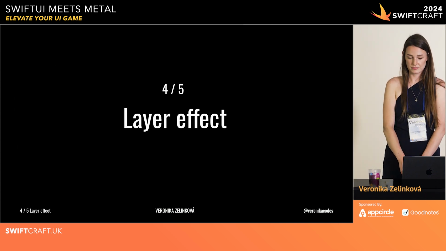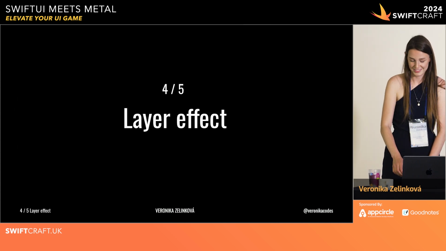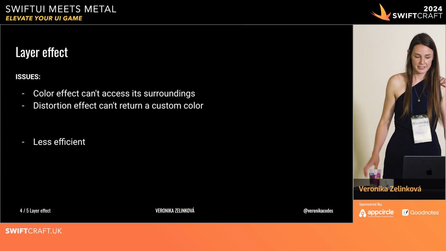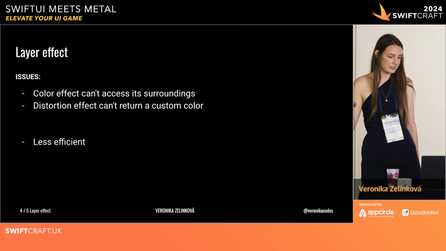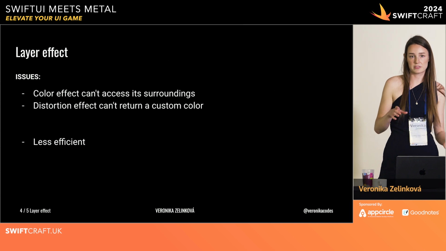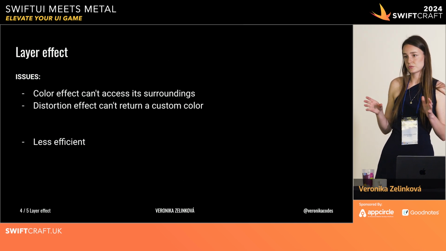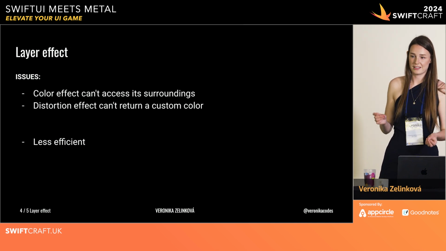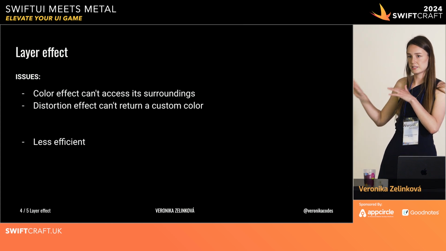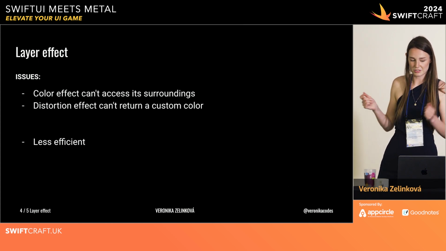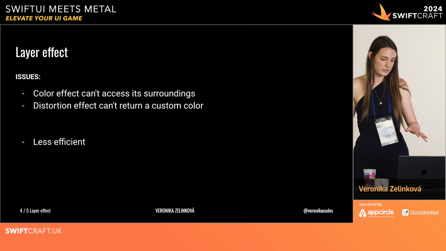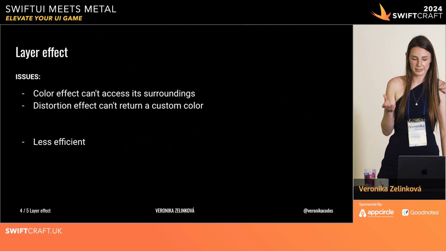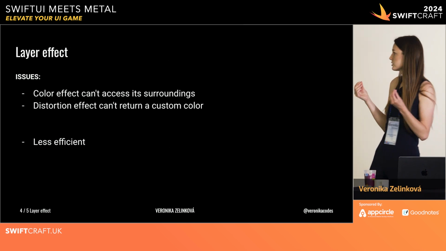And the third one is called the layer effect, which solves the issues we had with the color and distortion effects. The color effect is really cool for drawing, but it can't access its surroundings the way the distortion effect can, because we don't know what is around. But then the distortion effect couldn't return any new color.